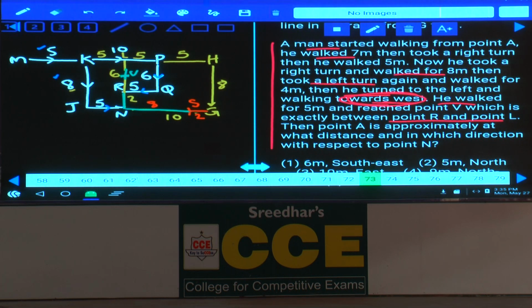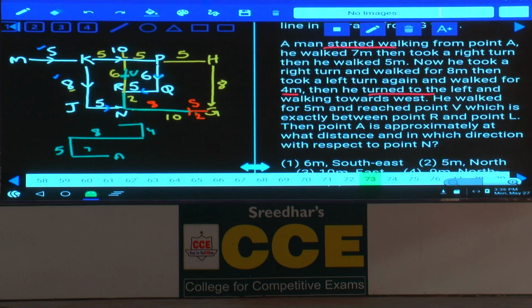Now let's go back to the previous question. Initially we got that this person has travelled towards which direction? West. A person started walking from point A. First he travelled towards west and walked for 7 meters, took a right turn and walked for 5 meters. Then he took a right turn and walked for 8 meters, then took a left turn and walked for 4 meters, walking towards west. Then he turned to the left. Now this person is finally moving towards west, because initially he started towards west.